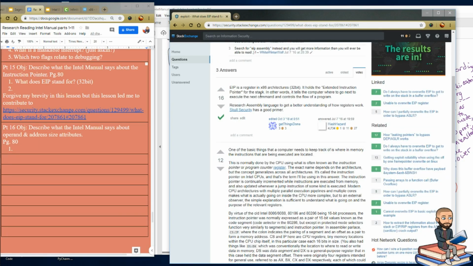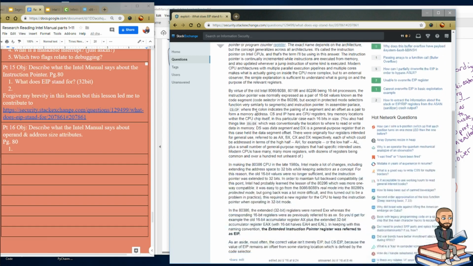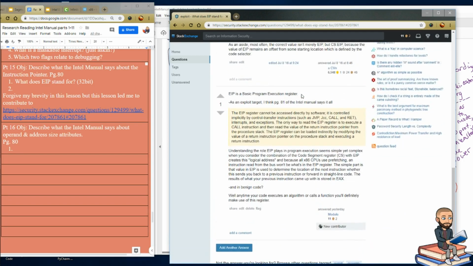So the first answer is great. I mean, it's short and sweet. The person says EIP as a register, an x86 architecture, as in 32 bits. This is standing for extended instruction pointer. Extended because we went from 16 bits to 32 bits. And the person goes on to say that what an instruction pointer is, it just tells the computer where to go to execute the next command, and it's controlling the flow of the program in that sense. And then they encourage the person to study more about assembly, gives the person a link. So yes, if you're working with assembly language at a very low level, you're telling the computer specifically what to do.